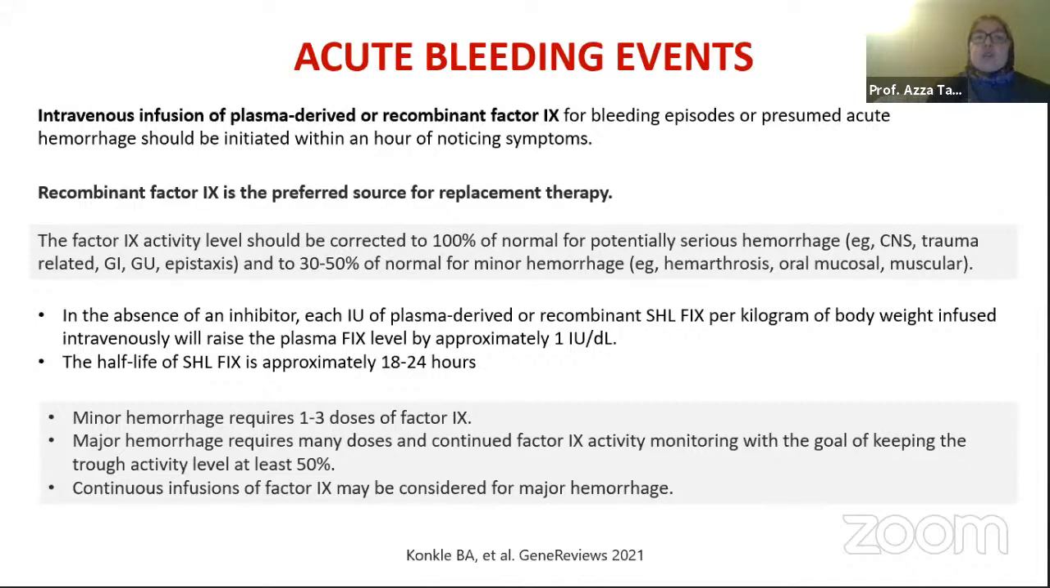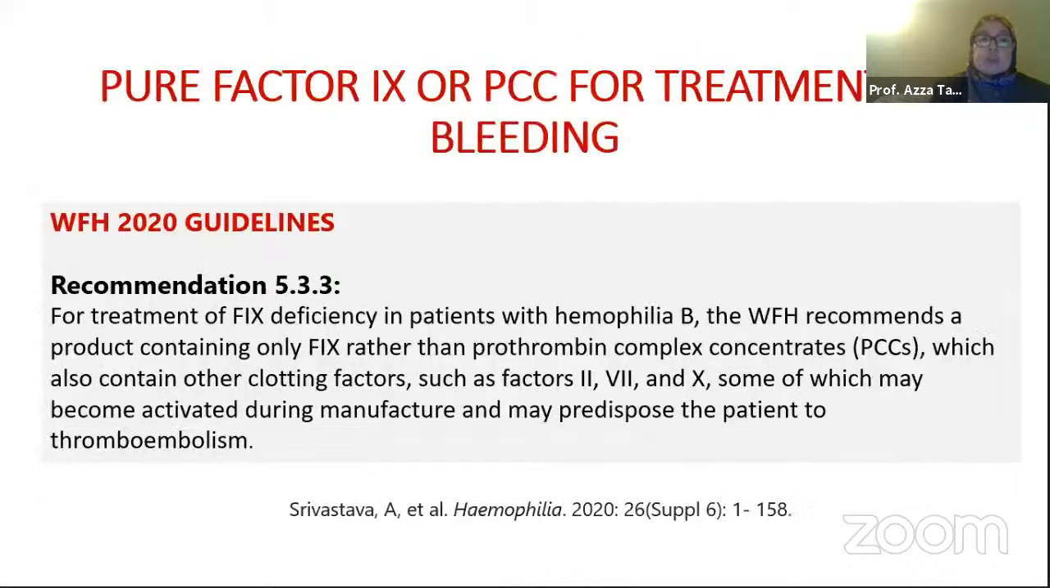The factor IX activity level should be corrected to 100% of normal for potentially serious hemorrhages like CNS, trauma-related GIT, genitourinary, epistaxis, or 30 to 50% for normal or minor hemorrhages like hemarthrosis, oral mucosa, and muscular. And in the presence of inhibitor, each international unit of plasma-derived or recombinant standard half-life factor IX per kg infused IV will raise the plasma factor IX level by 1 international unit per dL, and the half-life is 18 to 24 hours. And the dose usually is given according to the severity of hemorrhage and the site of hemorrhage.